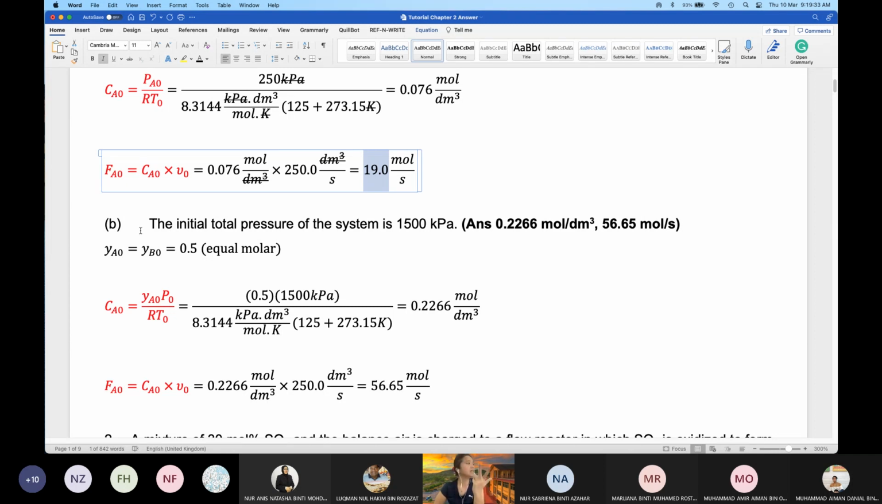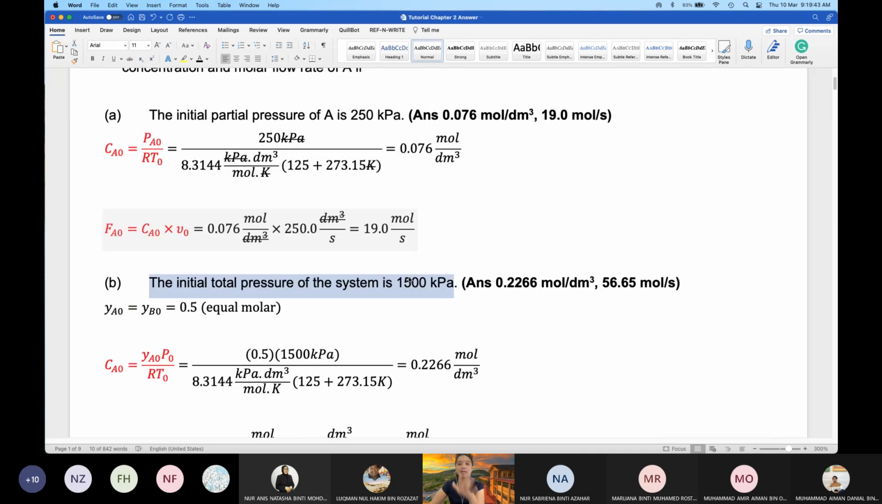But in part B, they tell us the initial total pressure of the system is 1500 kilopascal. So what's the difference between part A and part B? In part A, they give us the initial partial pressure of A, meaning 250 is the pressure that is from A and only A. In part B, they tell us the initial total pressure of the system is now 1500 kilopascal. So this 1500 kilopascal is the pressure that comes from A and B. So you don't forget this part.